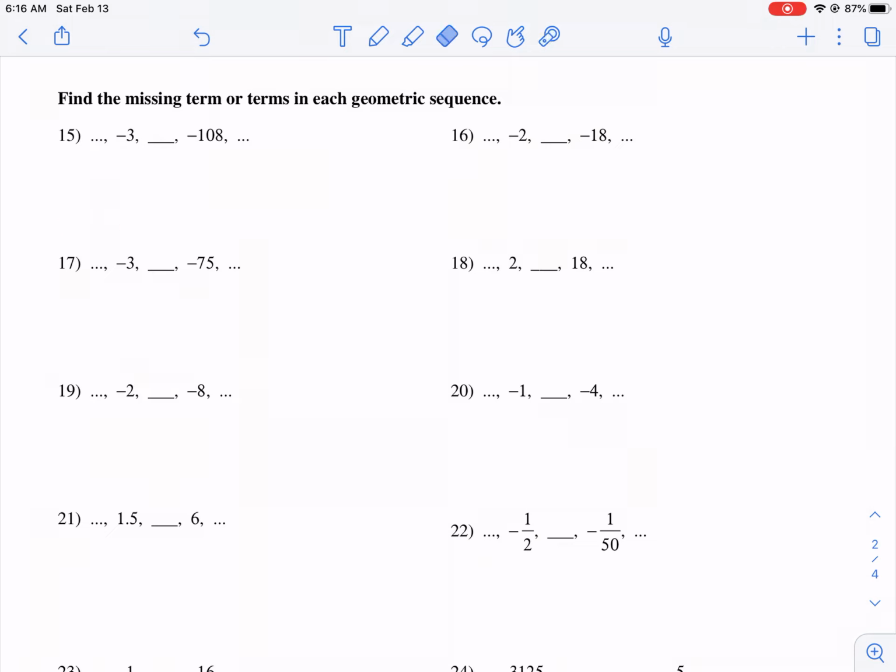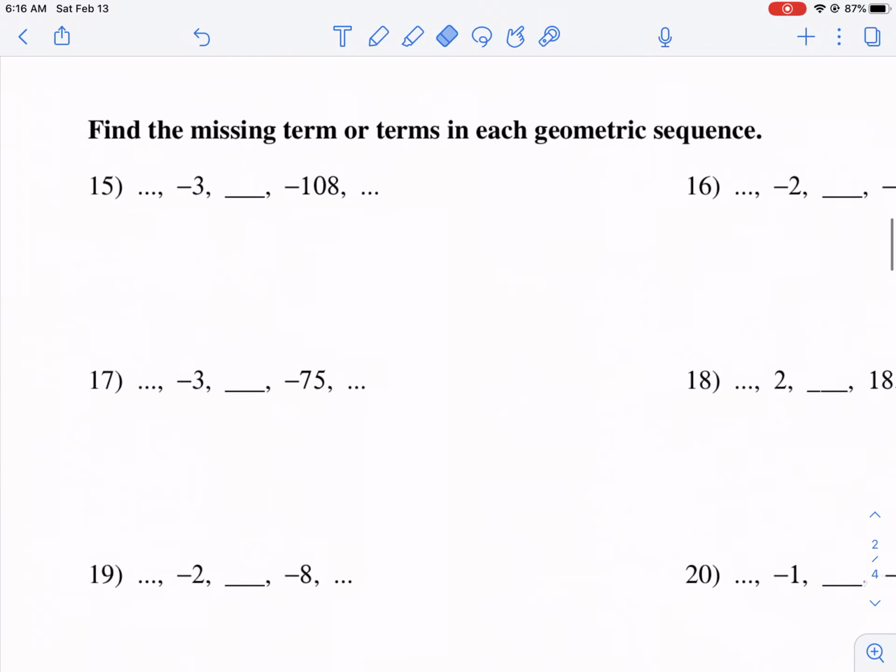Now we're doing geometric. Geometric means we multiply each time. So we start with 2, we multiply by 2, we get 4. Times 2, we get 8. Times 2 is 16. Times 2 is 32. So now we're multiplying each time, repeated multiplication, and that's why it's called a geometric sequence, multiplying over and over again.